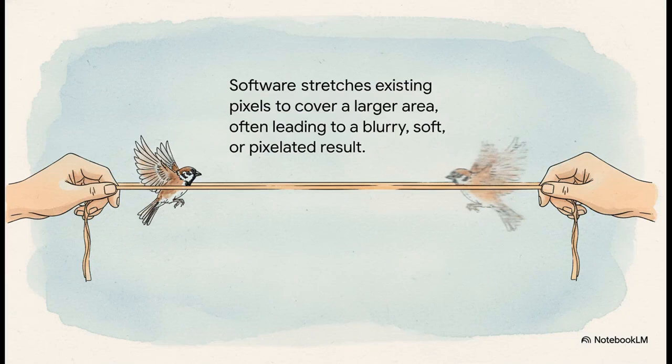Think of the old way like stretching a small rubber band. As you pull it, the material gets thinner and whatever image is printed on it gets all distorted and fuzzy. That's what old software was doing, just stretching the existing pixels to cover a bigger area. And the result? A bigger, but totally disappointing, blurry, soft image that's lost all its sharpness.